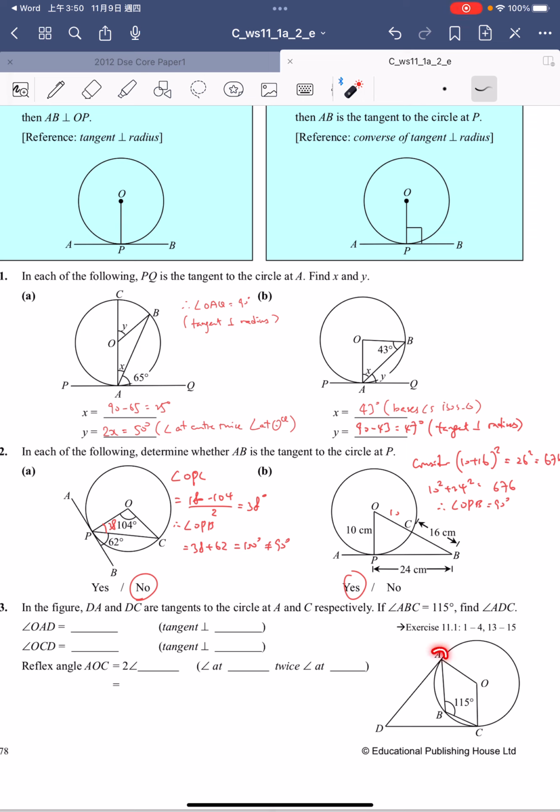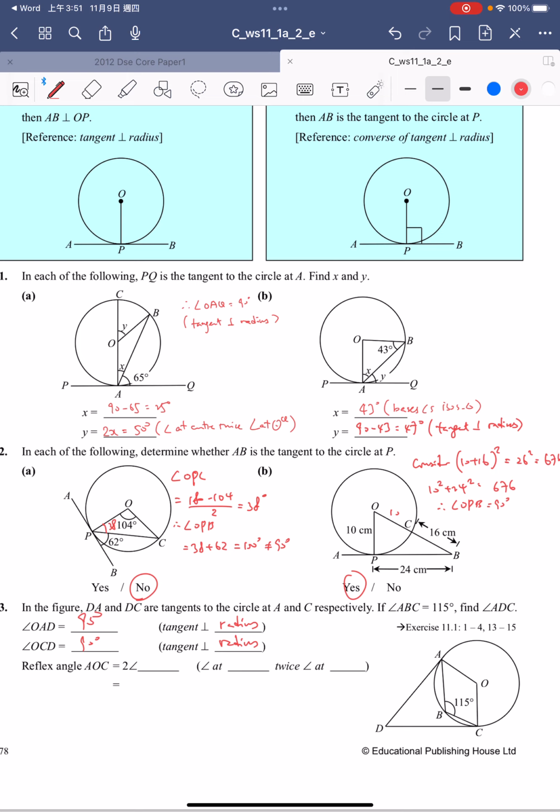So now we have this angle, we want to find out the angle of ADC, which means that if we understand the angle here, then we can find out this, right? So now we can say that the angle OAD is equal to 90 degrees by using the tangent is perpendicular to radius, and the angle OCD is equal to 90 degrees as well, using the same reason.